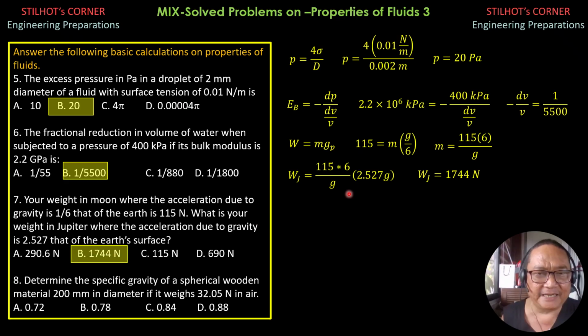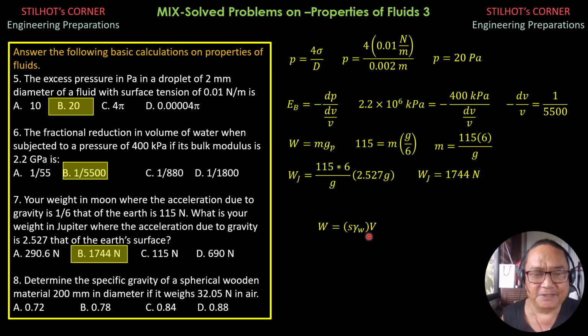And finally, number 8, determine the specific gravity of a spherical wooden material 200 mm in diameter if it weighs 32.05 newtons in air. Weight equals specific weight times volume, rather. Specific weight of the material is specific gravity times the specific weight of water, which is 9,810 newtons per cubic meter, to be consistent.